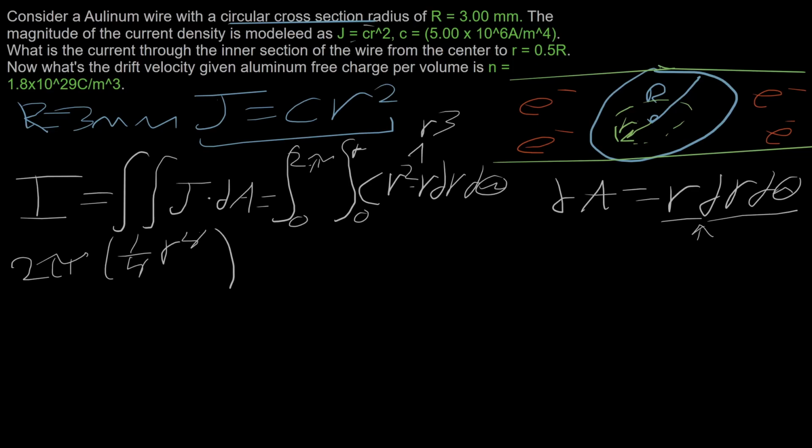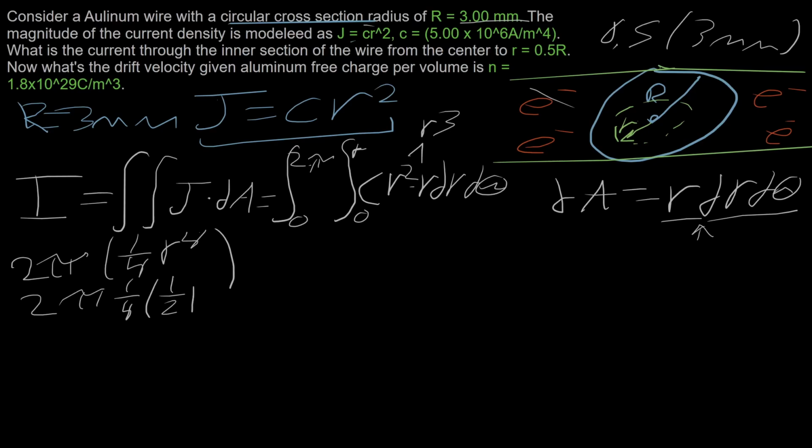Now we need to substitute our little r with our capital R, because that's what we're going over. But we don't know, I guess we do know little r. It's just 1.5 millimeters, but pretend we don't. We're just going to substitute it with 0.5 times 3 millimeters. Just go with the flow here a little bit. So this is going to equal 1 over 4, and then we're going to get 1 over 2 R, to the power of 4.